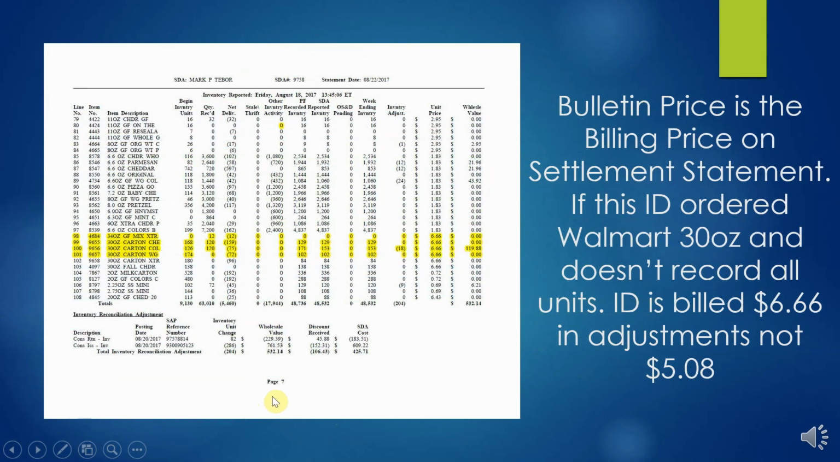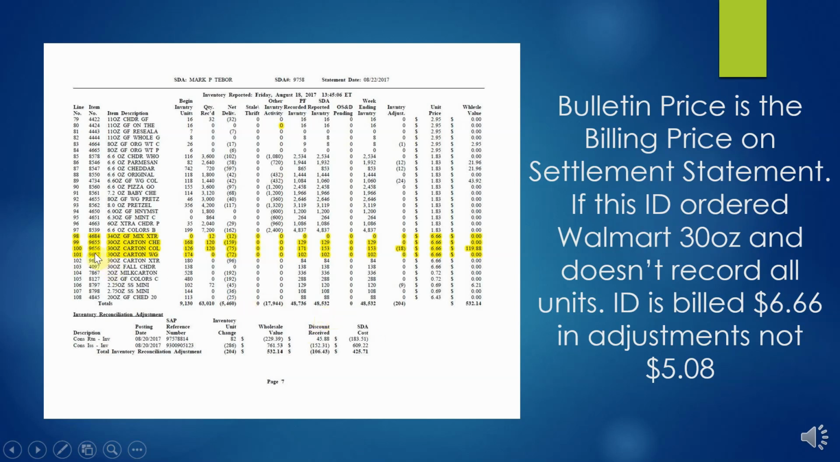Let's take a look at the third place where we can find what a bulletin price is. We already went over the handheld is showing 508. The website is 666. Take a look at the settlement statement. Now, this is an official billing record.